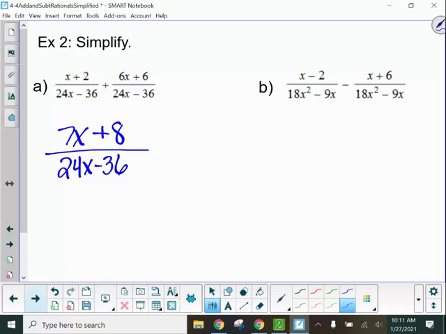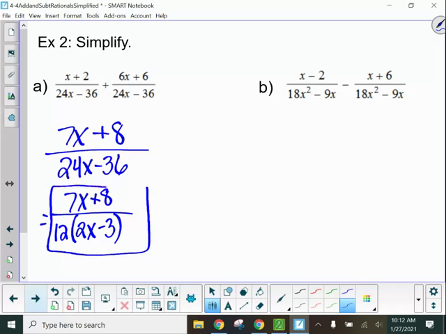You do want to make sure that everything is factored as far as it can go. So, for example, 7x plus 8 has no common factor, so it would have to stay the same way. However, on the bottom, 24x minus 36, I can take a 12 out of both of those, and I'm left with 2x minus 3. Now with this one, it doesn't actually matter because there's nothing that's the same in the top and in the bottom. And by the same, I mean the same factor. It has no factors that are the same in the top and in the bottom, so I can't actually reduce this. This would be my final answer.